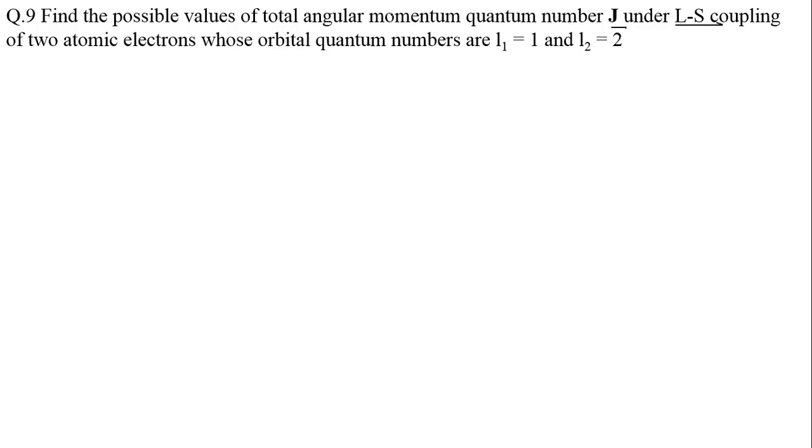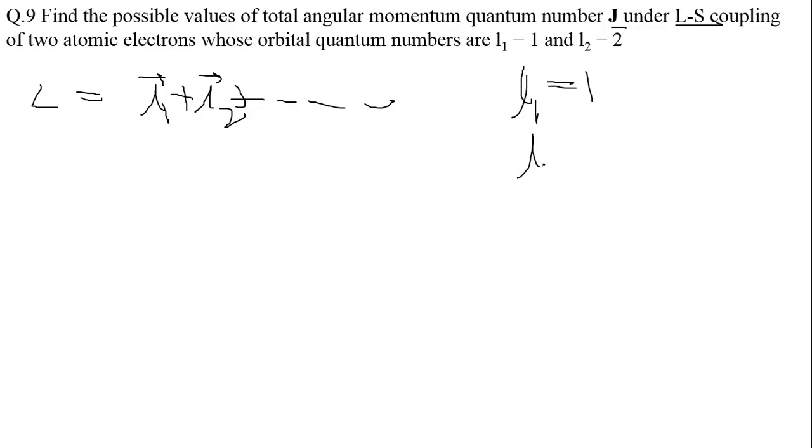So what is LS coupling? It is capital L and capital S, but here it is given small l and small s. So in LS coupling, what happens? The individual orbital quantum numbers L1 and L2 combine to form a total orbital angular momentum quantum number capital L, which is their vectorial addition. So here what is given? L1 equals 1 and L2 equals 2.